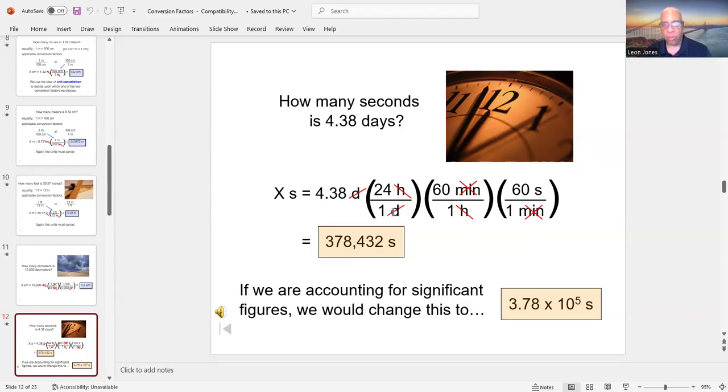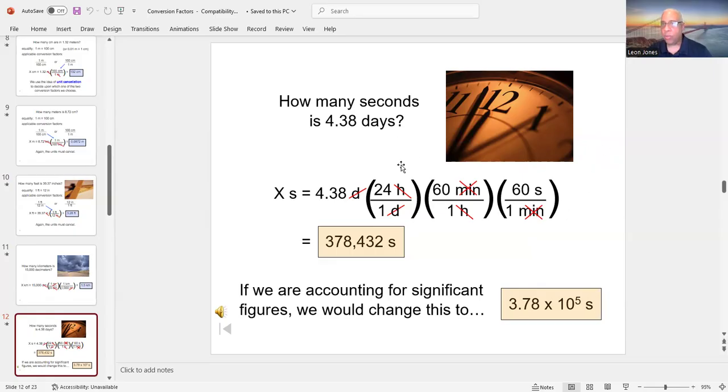So the days cancel. Now I'm in hours, but I'm not finished. I need to break the hours down into minutes. So 60 minutes equal 1 hour. So the hours cancel. Now I'm in minutes, but I'm still not finished because I want to get to seconds. So I know 1 minute equals 60 seconds. So I'm going to multiply 60 seconds over a minute. And the minutes cancel. And now you are left with seconds.